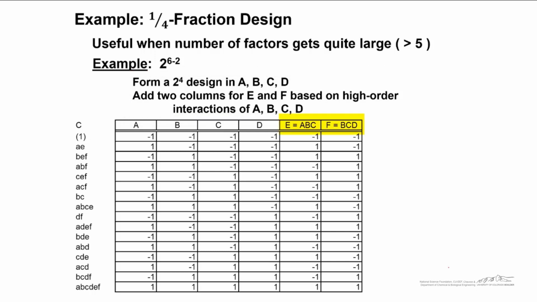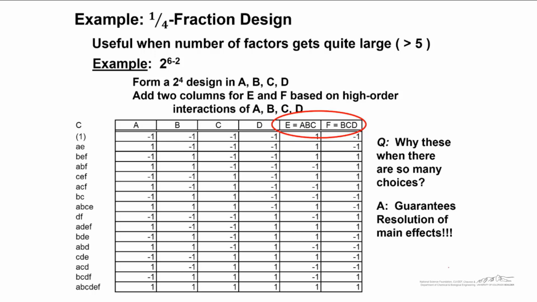E is equal to ABC, and F is equal to BCD. Why did we choose these when there are so many different choices? Well, you can get these design generators from table 1430. The design generators have been worked out so it guarantees the best resolution of the main effects. And so that's how we got these columns.